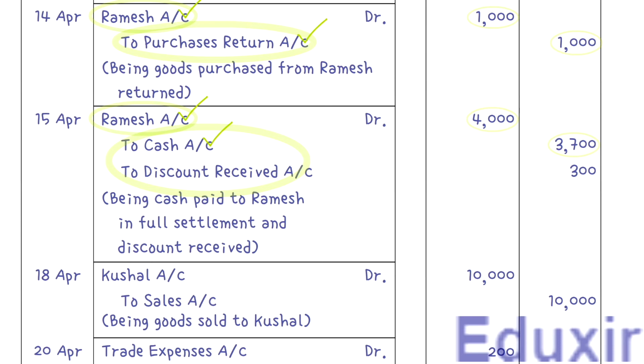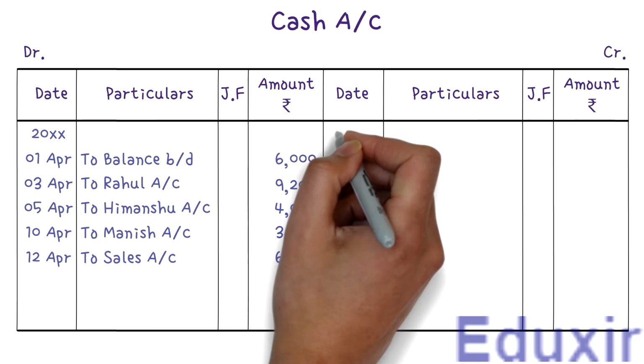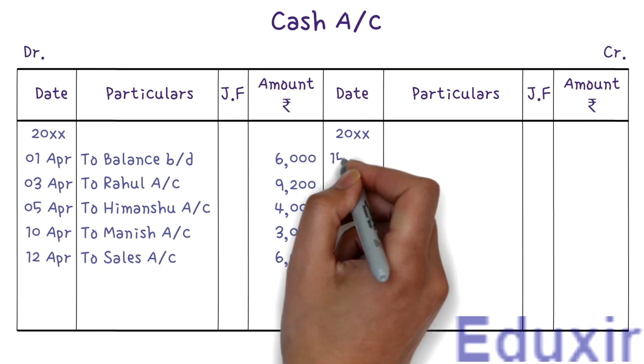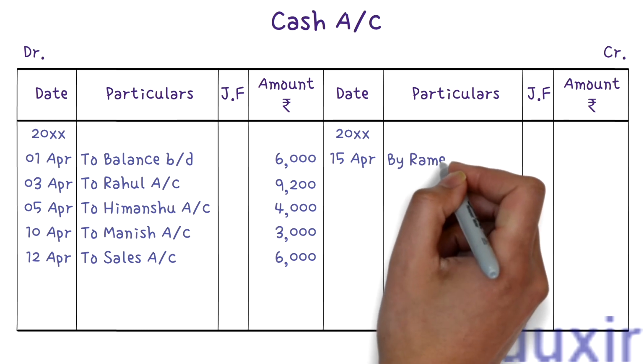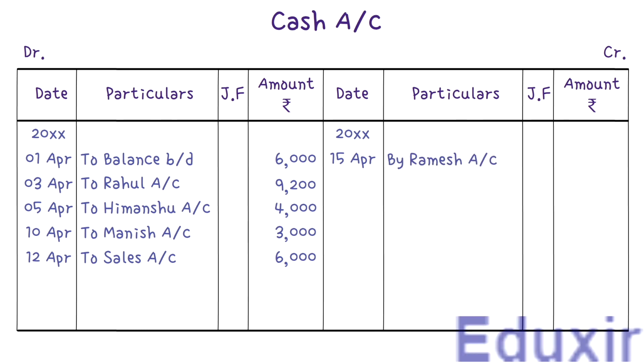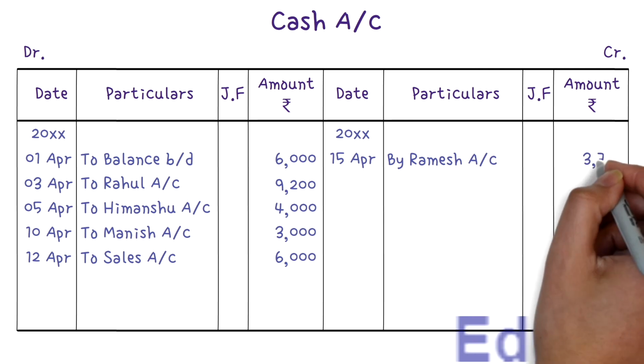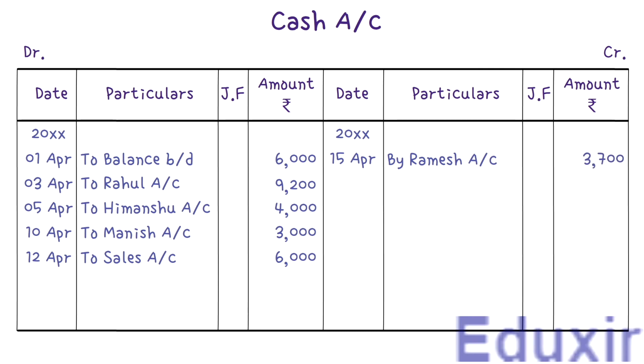As this is the first entry on the credit side, let's first write the year and then let's write the date. Let's then write by Ramesh account into the particulars column. Let's then write the credit amount of 3700 rupees in the amount column. With that, we have completed the posting of this journal entry into cash account. Let's now take up the next entry.